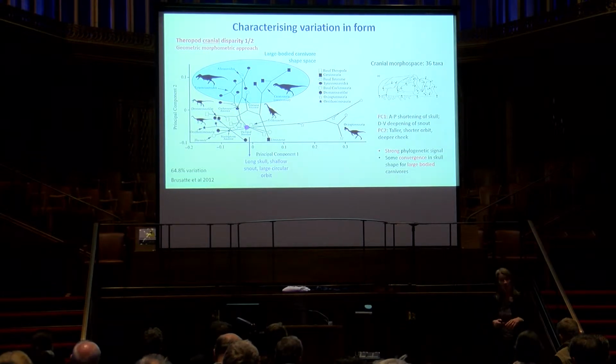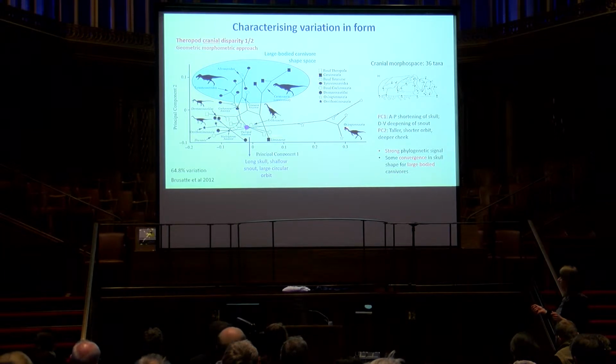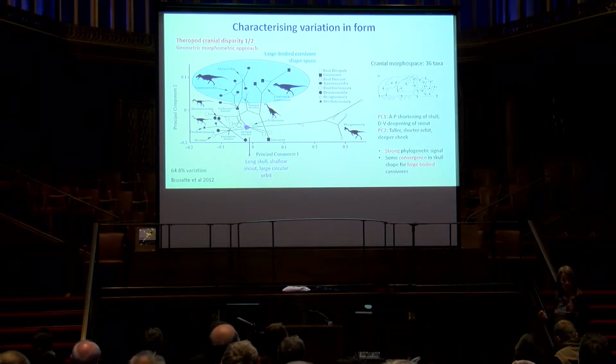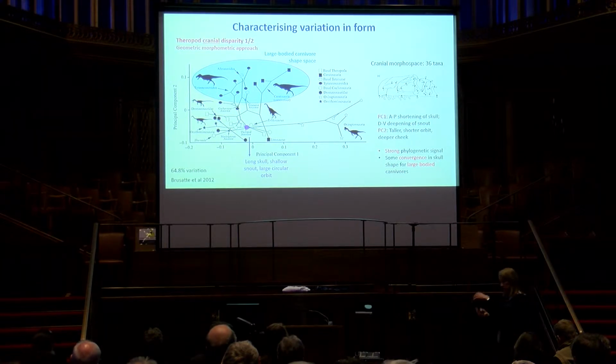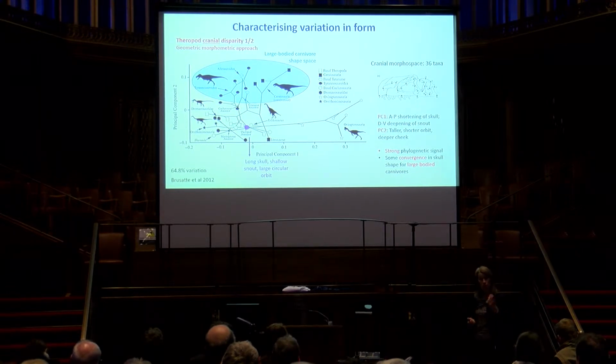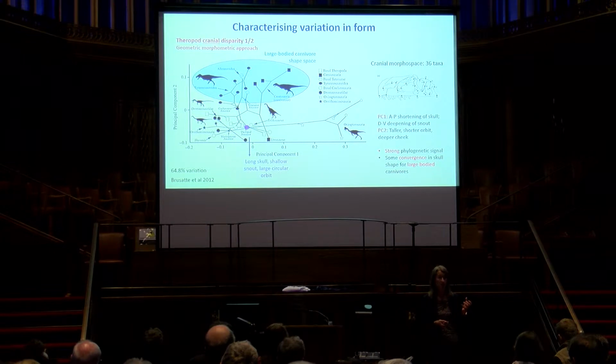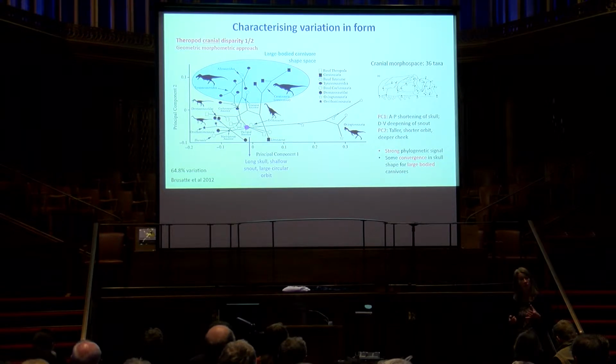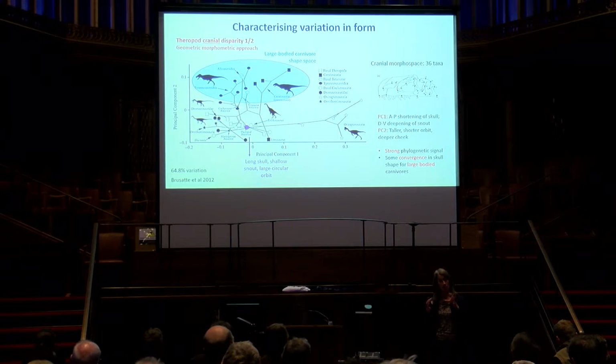They found that nearly 65% of the variation in form can be characterized by certain trends in changes in shape. For example, an anterior-posterior lengthening and shortening of the skull was very pervasive in directing the changes in shape, along with a taller and shorter orbit, a deeper cheek, and changes in the depth of the skull. They also found a strong phylogenetic signal in this data set. Animals that were quite closely related to each other tended to have quite similar shaped skulls. But there was some convergence towards similar skull shape in different groups of large-bodied theropod dinosaurs.